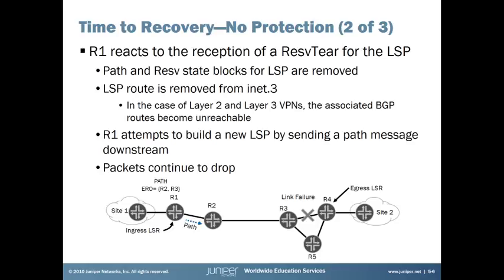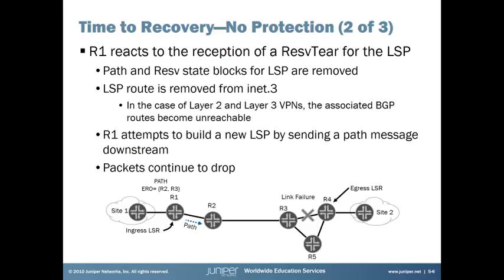Also the LSP route is removed from the INET.3 table. The significance of that is that it's that particular route in the INET.3 table that allows BGP to resolve the label switch path as the next hop. So that is the route that BGP uses for its recursive lookup to say, the next hop for my BGP session is that label switch path.